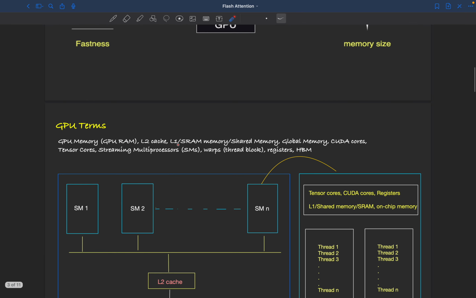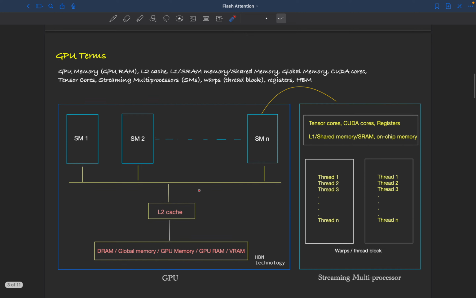Once the data reaches the GPU, we also have a similar memory hierarchy here. It has an L2 cache and something called a streaming multiprocessor, and it can have multiple streaming multiprocessors. Each streaming multiprocessor, or SM in short, can have optional tensor cores, which are much faster, in fact about 200x faster than the GPU memory you have here, and it can also have optional CUDA cores, registers, etc.